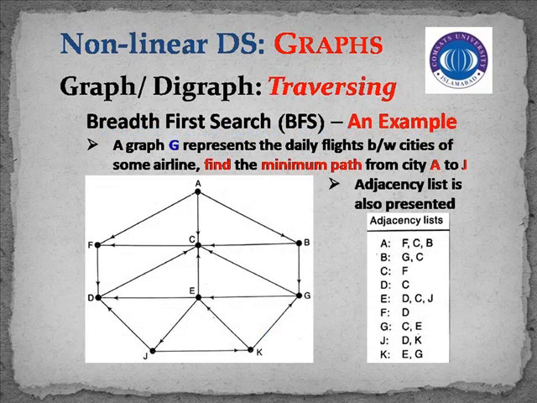Dear students, the breadth first search algorithm is further explained through an example in which a graph G represents the daily flights between cities of some airline, and where the minimum path from city A to city J has to be found. The adjacency list is also presented in this slide for further assistance.